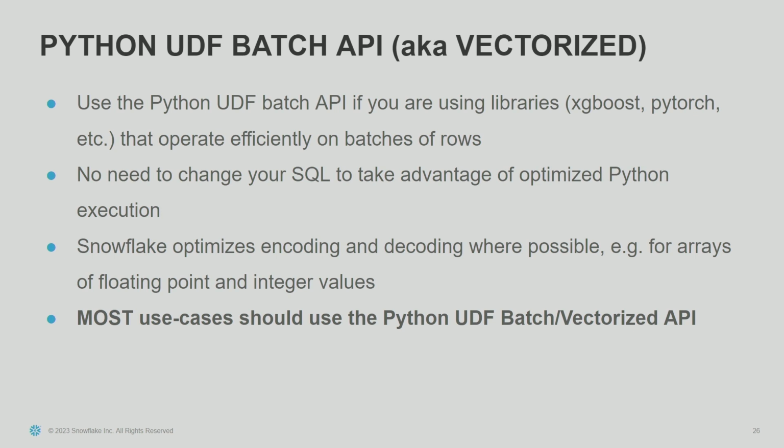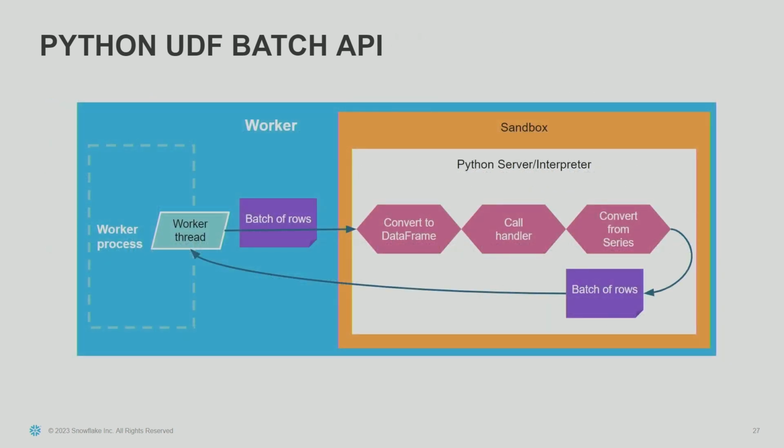It involves a lot of internal optimizations too in terms of how we create the vector structures. But then of course, the important thing is that you get better pure Python performance as a result. So you can see here, largely in terms of how the sandbox and the interpreters get spun up, it's the same. The difference is now from the worker thread outside of the Python process to the Python process, we're instead taking a whole batch of rows, converting that to a data frame or vector structure, calling whatever handler we have for that function, and then converting from that series using things like Arrow back out to the output batch of rows, which then is ultimately what's returned to you.